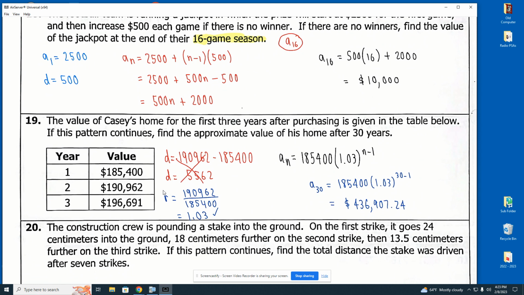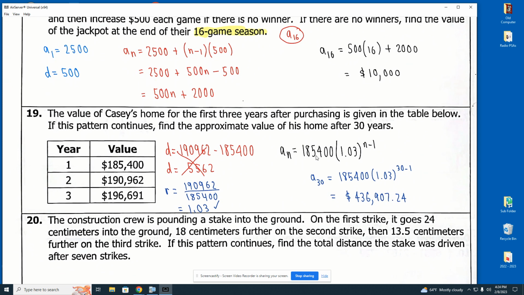Okay, number 19. You can see here, I tried to see if it was maybe arithmetic because I wasn't sure. And the common difference between these two terms was 5562. If I add 5562 to this, it doesn't equal here. So it must have been a common ratio. So I tried it. It was 1.03. When I multiplied by 1.03, sure enough, it was 196,690.8 something. So yes, that matches.